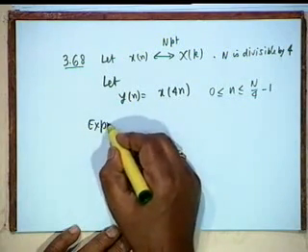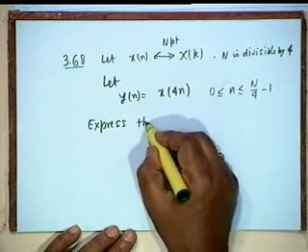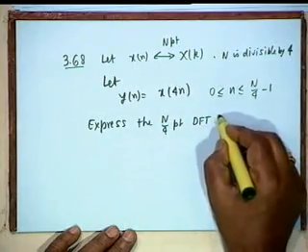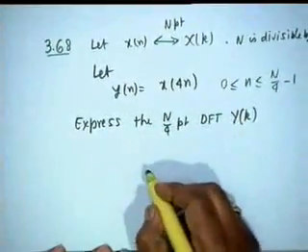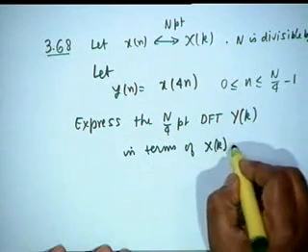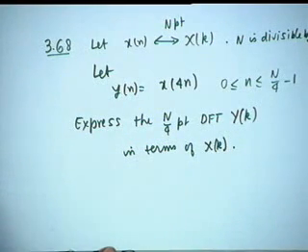The question is to express the N by 4 point DFT Y of k in terms of X of k. The number of points at which the DFT is taken is less than the number of points in x of n. All right? So there shall be aliasing, there shall be additions of other things. Let us see how to solve this.